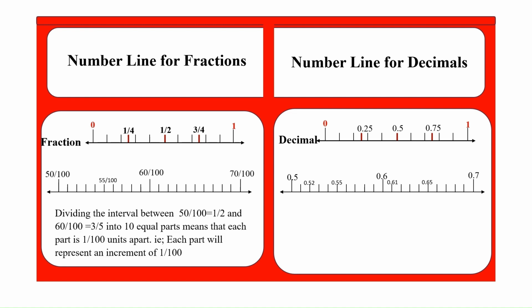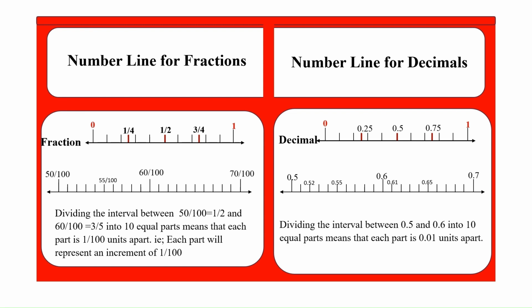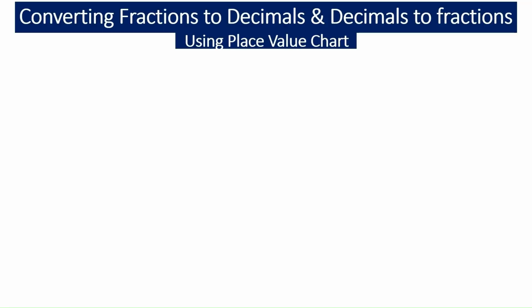Dividing the interval between 50 by 100 and 60 by 100 into 10 equal parts means that each part is 1 by 100 units apart. Each part will represent an increment of 1 by 100. And in the case of a decimal number line, dividing the interval between 0.5 and 0.6 into 10 equal parts means that each part is 0.01 units apart.